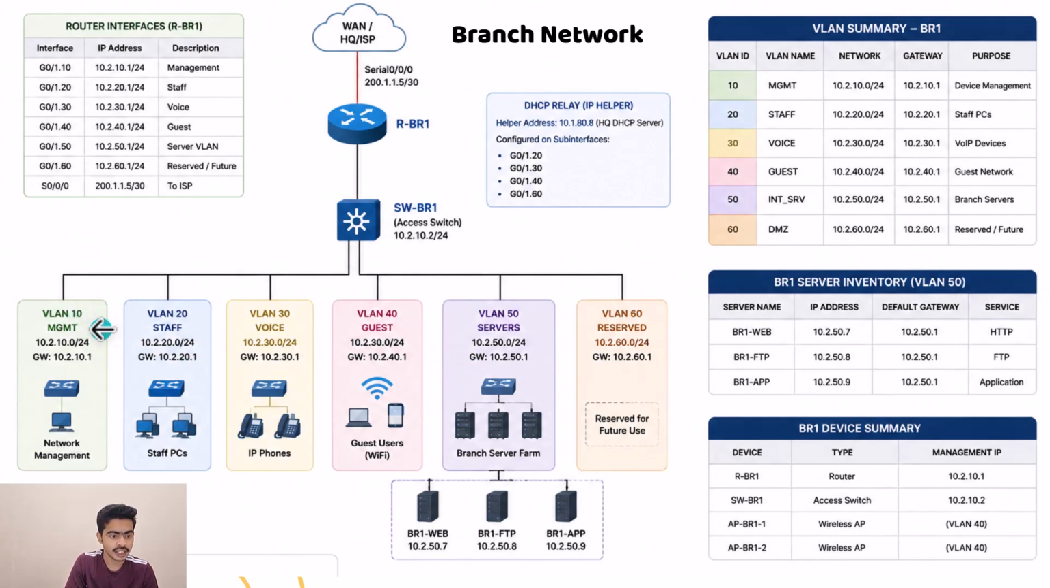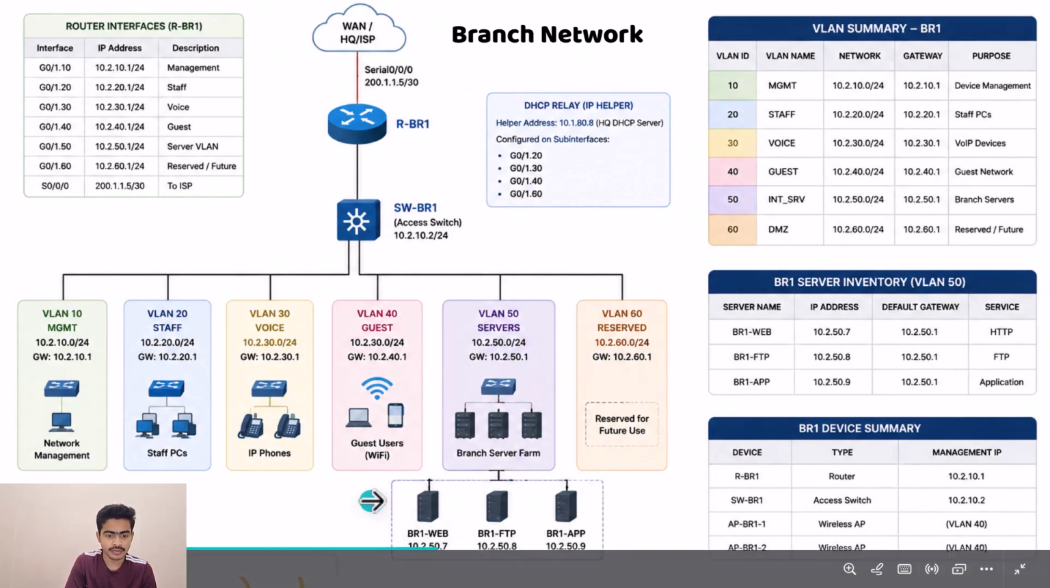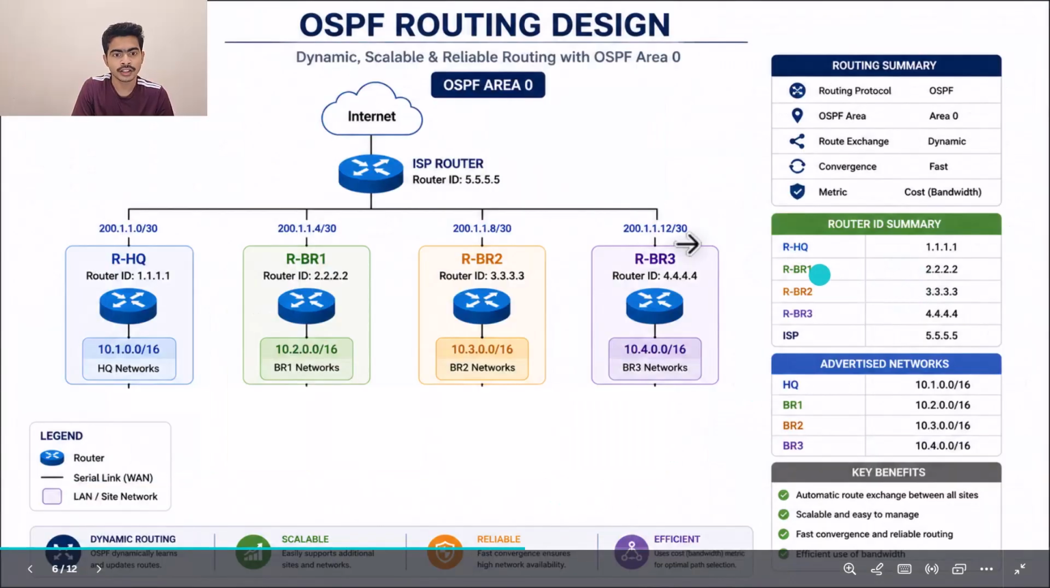There is VLAN 10 for management, 20 for staff, 30 for voice call, 40 for guest, and 50 for servers. And 60 is reserved for future expansion. While in the branches, we have three local servers only available to the local branch network, not exposed to the internet. Here we have web server, FTP server, and app server. Let's move to the next slide.